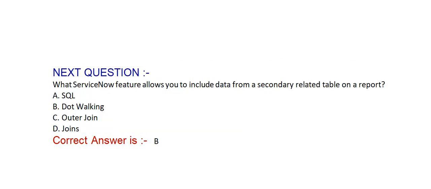Next question is, what ServiceNow feature allows you to include data from a secondary related table on a report? Option A, SQL. Option B, dot walking. Option C, outer join. Option D, joins. Correct answer is option B, dot walking.